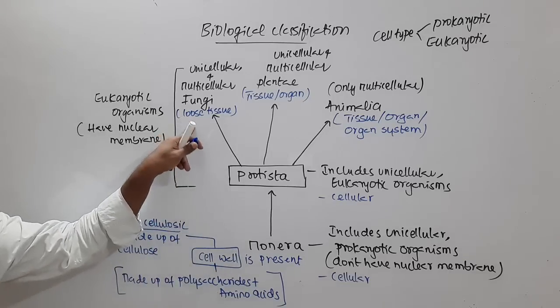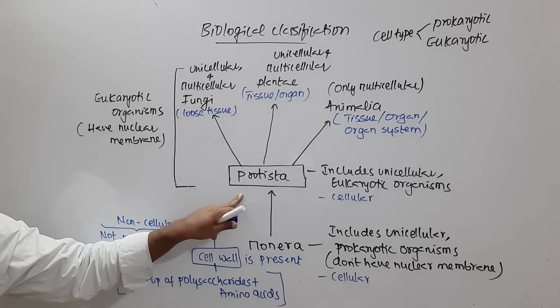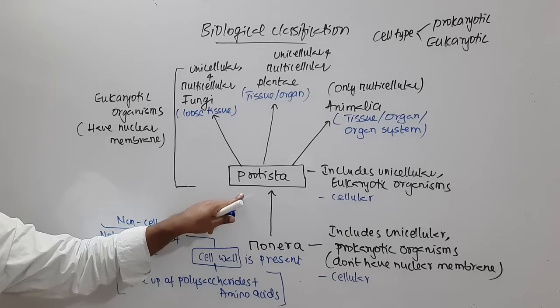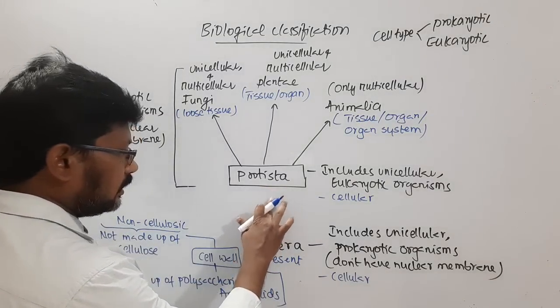Then coming to Protista. In Protista also there is a presence of a cell wall, but not all of them will have the cell wall.